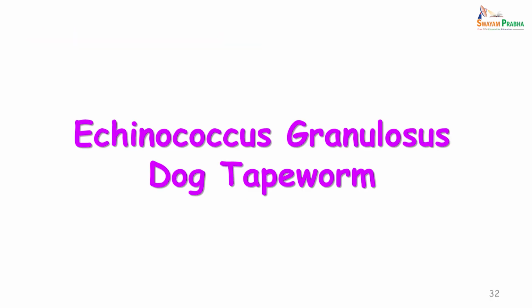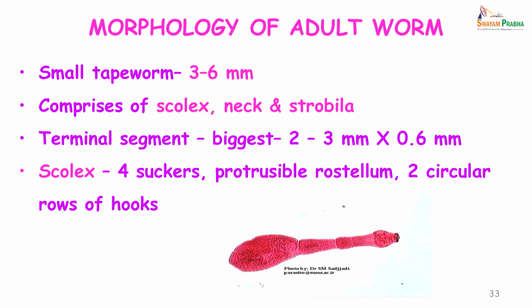Echinococcus granulosus is also called dog tapeworm, and it is the smallest tapeworm amongst these three. It is only 3 to 6 millimeters in size and comprises a scolex, neck and strobila. The terminal segment is the biggest, and the scolex has 4 suckers, a rostellum and 2 circular rows of hooks.